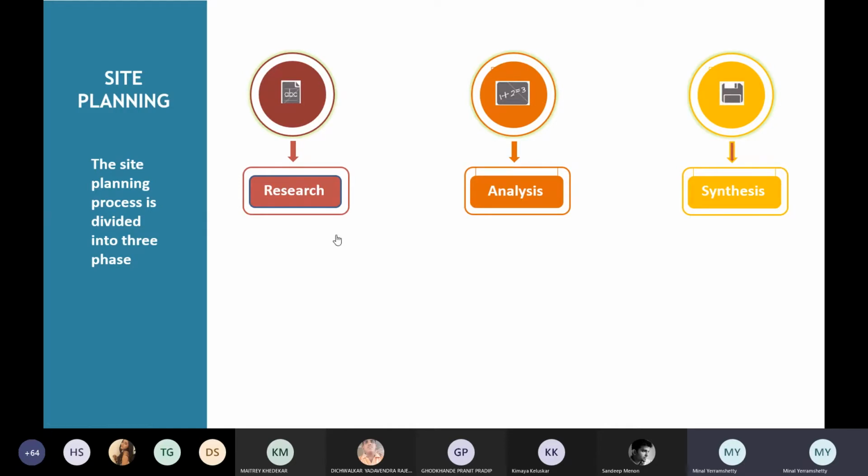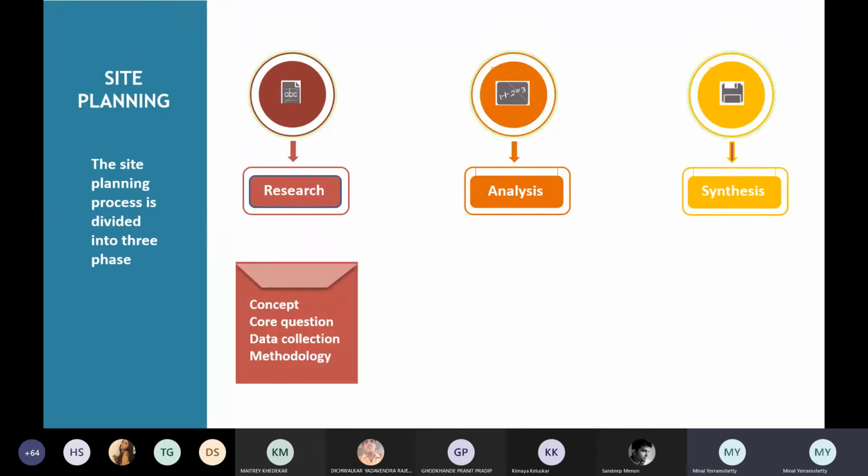Research is a place where you will be doing data collection, where you will be actually exploring the kind of interest you have, what kind of questions you will go through, and then doing research based on those, right? So that is basically your research, where you talk about concepts, core questions, data collection, methodology. And that's exactly where site planning will start, because it's kind of pointless otherwise. Of course, you can do the questions and all that, but when it comes to the architectural manifestation, this will be the first thing that you will be doing, right?